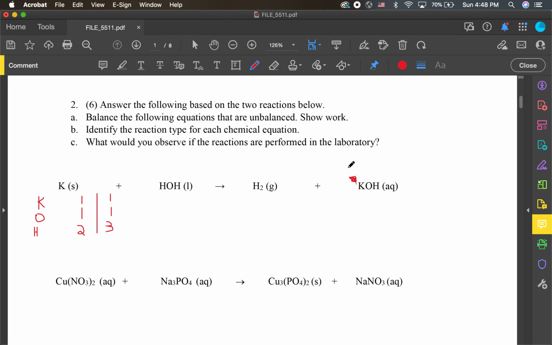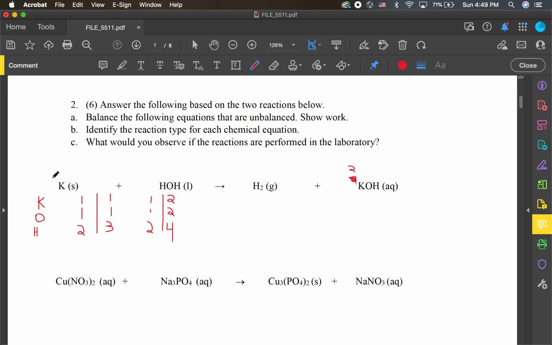So when we put a 2 here, let's draw it again. We're gonna use those same KOH lines here. If I put a 2 here, the left side doesn't change. We have 1, 1, 2. But now our right side, we have 2 K's. We have 2, 3, 4 H's. And we have 2 O's. Whoops, that should have been a 2. Should have been 2 O's. Okay, cool. So how do we fix this?